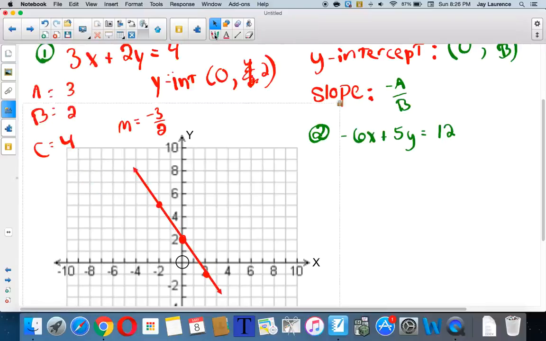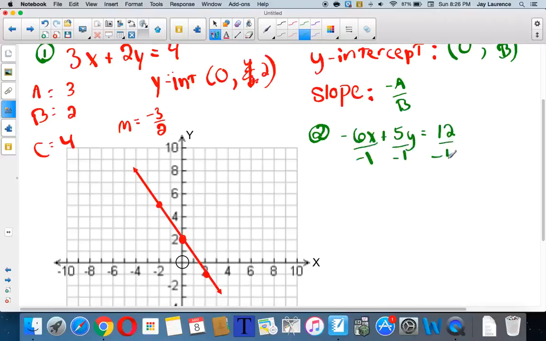Okay, so I'm going to come over here to the green one. Now, the green one is not in standard form because A is not positive. A is not greater than 0. I can still use my shortcuts, and they'll work out just fine. But I really should either multiply or divide by -1 to get it into standard form. And when I do that, I have to do that to all three terms, and so I'll end up with 6x minus 5y. That's going to equal -12.